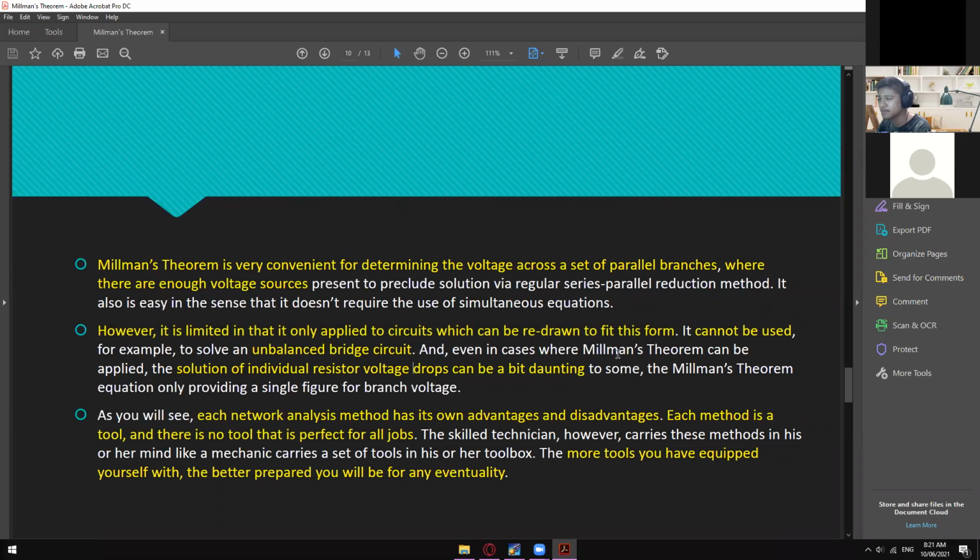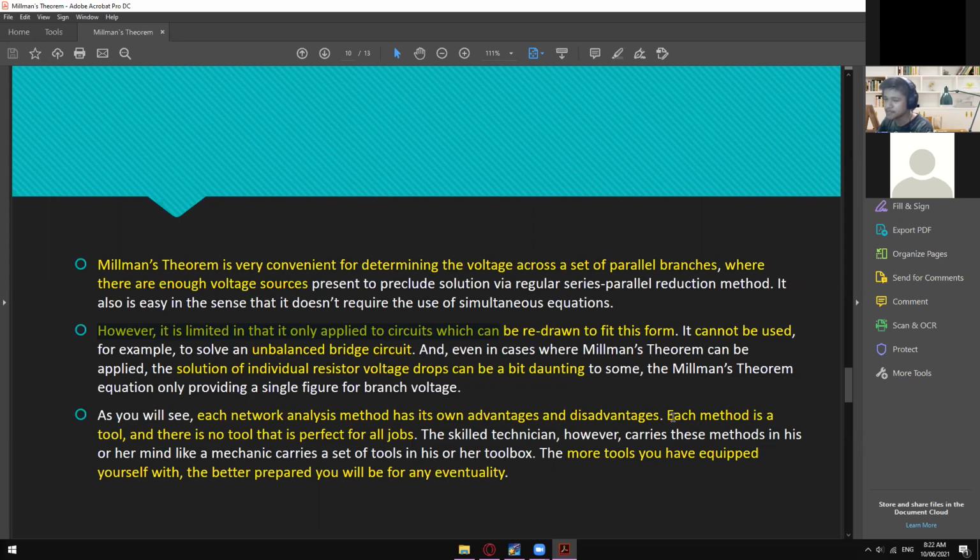And even in the cases where Millman's theorem can be applied, the solution of individual resistor voltage drops can be a bit daunting to some. Okay, the Millman's theorem equation only provides a single figure for branch voltage. So as you will see, each network analysis method has its own advantages and disadvantages. Like this one, it's already limited if it doesn't fit the circuit itself. So it's not that flexible, unlike the other theorems. Okay. So you could say that this one has a lot of disadvantages if you really wanted to apply this one in solving a specific unknown.